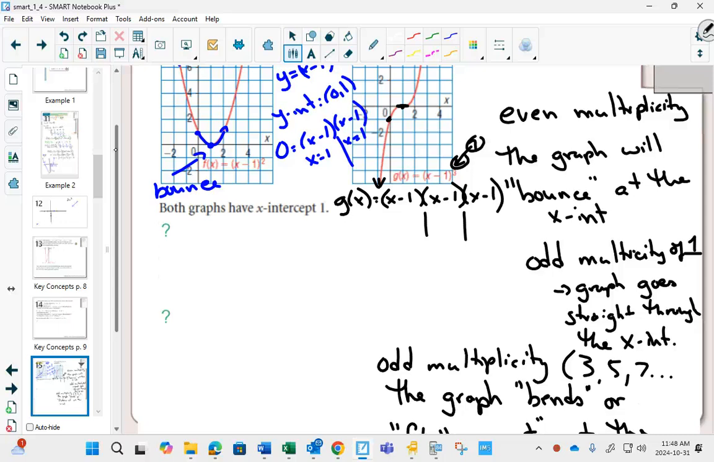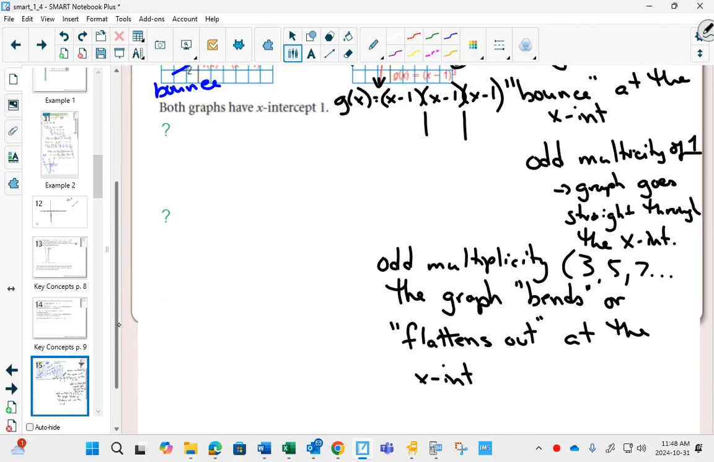Again, you'll see that more and have it explained more once you take calculus next year. Sorry, I'll move it down so you can see it again. So we say that if the odd multiplicity is 3, 5, 7, and so on, the graph bends or flattens out at that point.